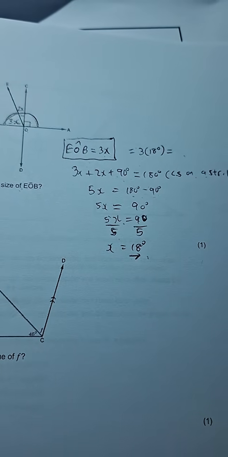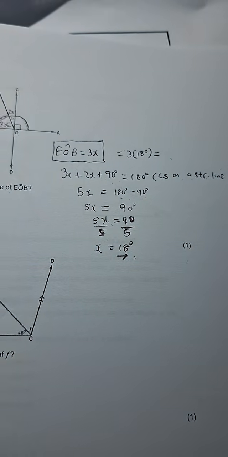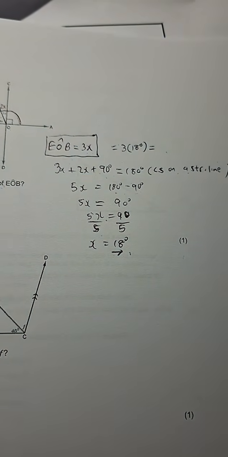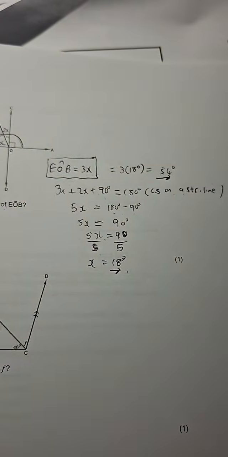What's 3 times 18? Let's see in the comment section if people can tell me what 3 times 18 is. Irene, very good. Irene is saying the answer is 54. Thank you, Irene. You're a rock star.